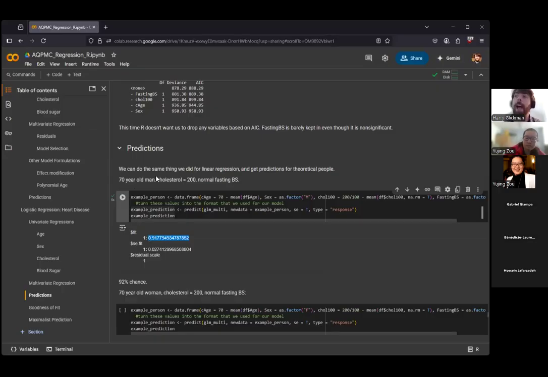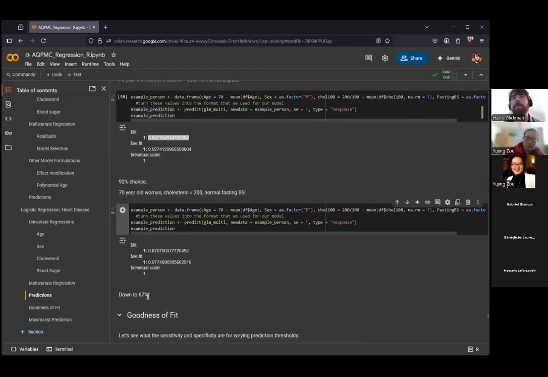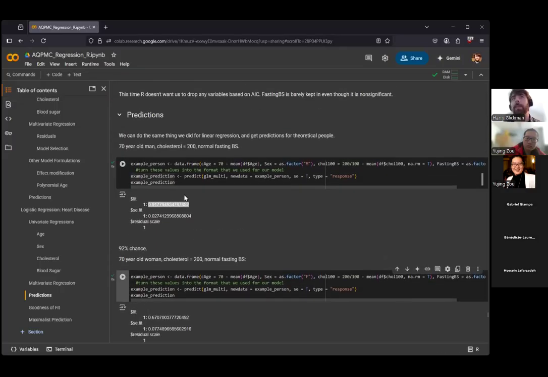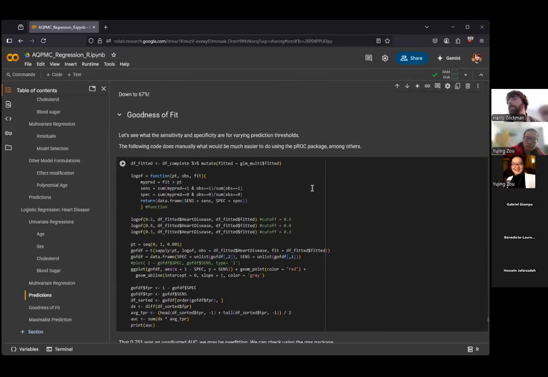So being an old man in the status set gives you a very, very high chance of having heart disease. And if we just switch the 70-year-old person to a woman, it's down to 67%. So you can see this extreme effect of being a man in these predictions. Okay, so finally getting into goodness of fit, which is sort of the more interesting part.